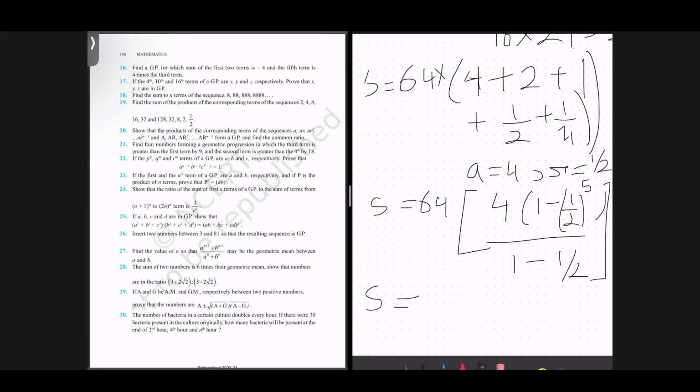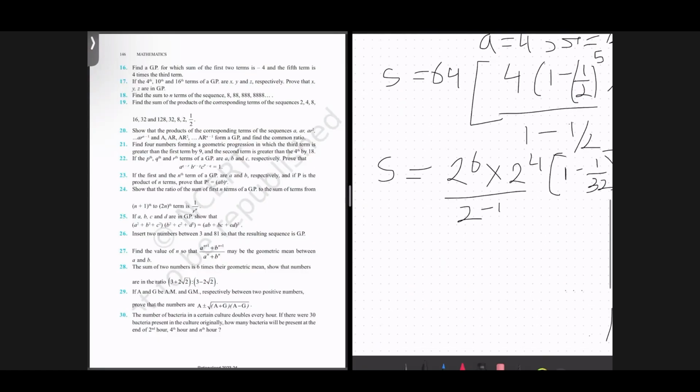Let us express 64 as 2 raised to the power 6, right? So 64 can be written as 2 raised to the power 6, into 4, which you can write as 2 raised to the power 4. In the denominator, you have half, which can be written as 2 raised to the power minus 1. And in the brackets, you have 1 minus 1 upon 2 raised to the power 5, and that is 1 upon 32. Correct? That is going to be your summation.